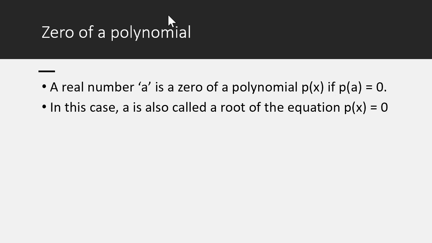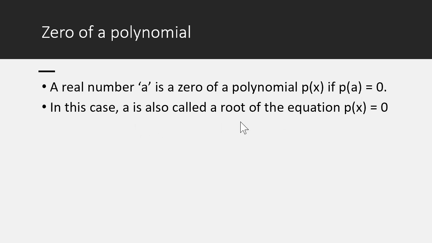What is a zero? A zero of a polynomial is defined as follows: if x is substituted with a, we get p of a. If that happens to be zero, then that real number a is called a zero of the polynomial. Let me repeat that again. For a polynomial p of x, if you substitute x with a and you get p of a equals zero, then the real number a is called a zero of the polynomial. This is the core of this question. So we need to know that p of a equals zero.